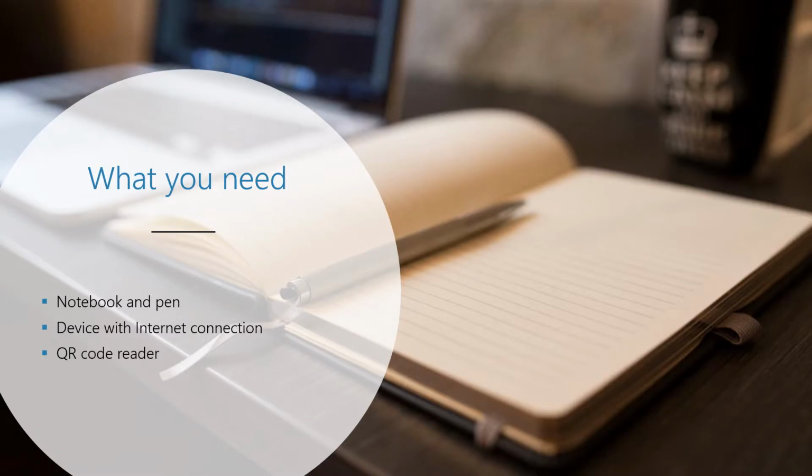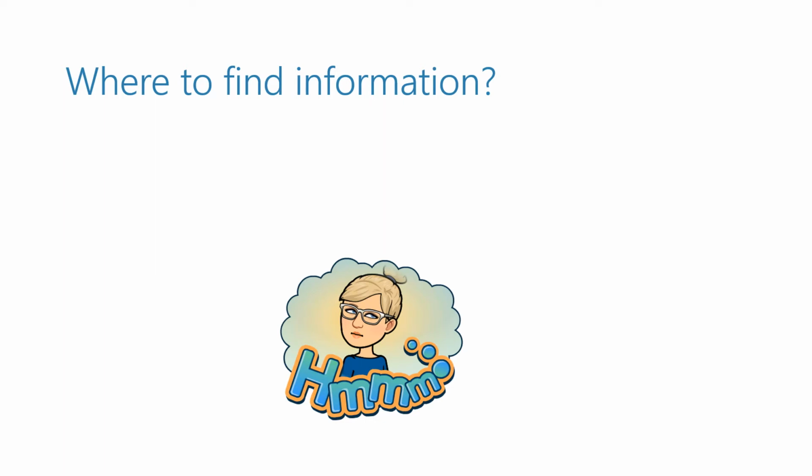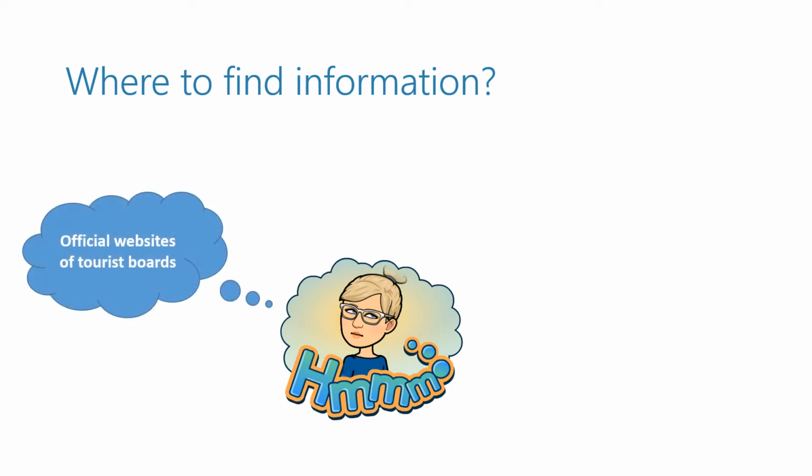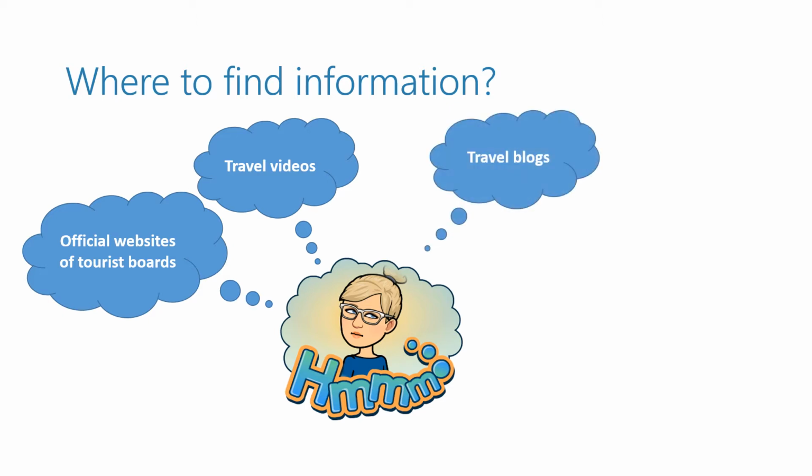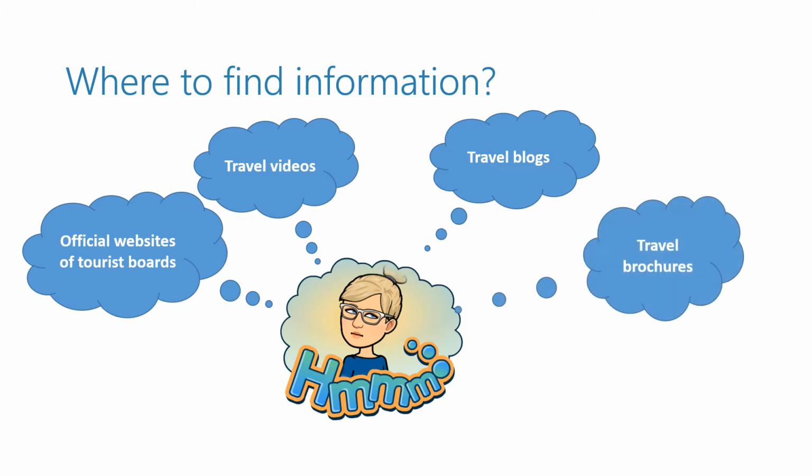As always, you need a notebook and a pen, a device with internet connection, and a QR code reader. We have already talked about how to be prepared for a trip and mentioned some places where you can look for information. If you remember, we explored official websites of tourist boards, and your task was to compare them. Then we talked about travel videos and we saw an example. Today, we will deal with two more: travel blogs and travel brochures.